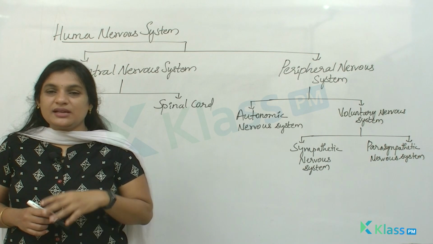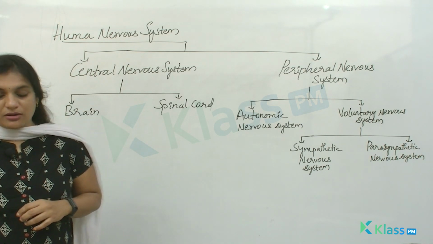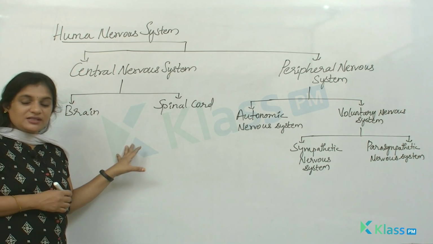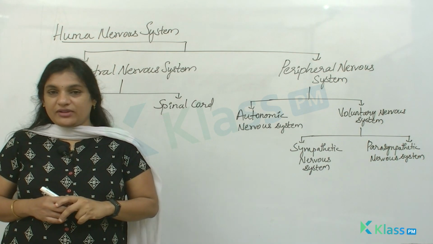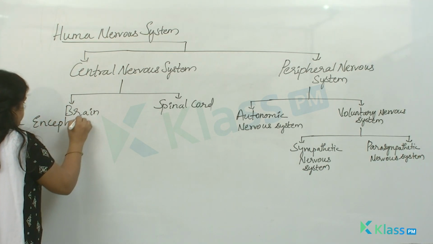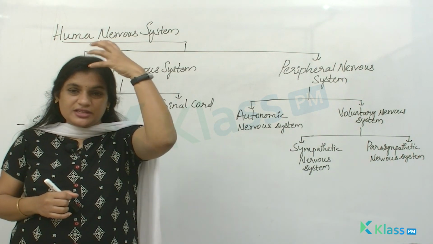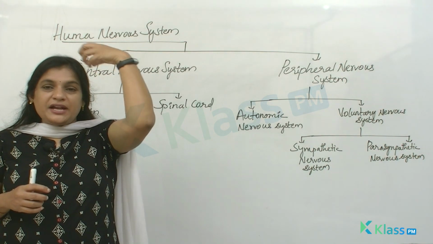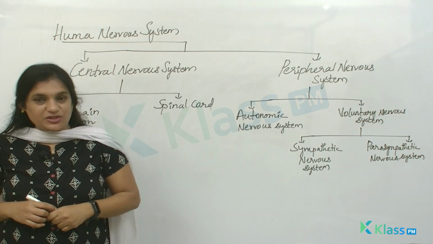Now, let us learn about the central nervous system, under which we are first going to learn about the brain. The central nervous system, as I've told you, comprises the brain and spinal cord. The brain is otherwise called the encephalon. It is located in the skull region, situated in the head, and it is the widest and uppermost part of the central nervous system.